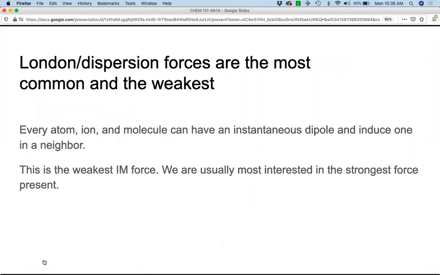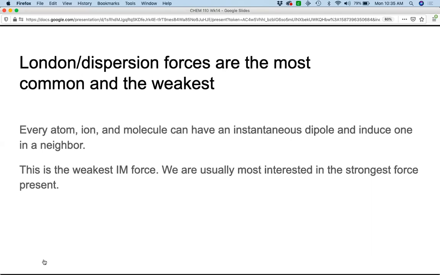Okay, so here's the big idea associated with London or dispersion forces. They are the most common forces, they're everywhere, and they're the weakest. So every atom, ion, molecule can have an instantaneous dipole. This idea of in space you can induce a dipole, right? Or your neighbor can induce one in you.